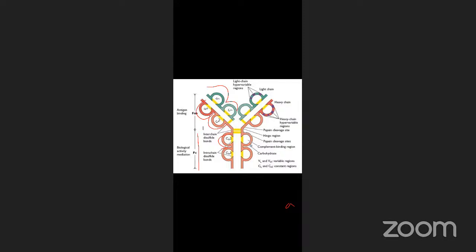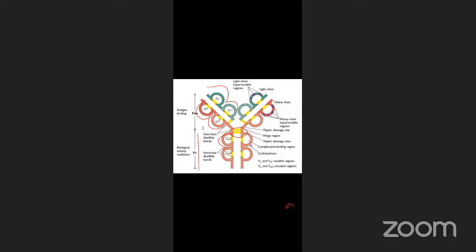Coming to the light chain, there are two domains: VL and CL. And the hinge region is also there in between the two heavy chains. This is the hinge region, which is connected by disulfide bonds, and it can be movable with the help of the hinge region. The light chain is the smaller polypeptide chain, molecular weight 23,000 Dalton or 23 kilodalton.